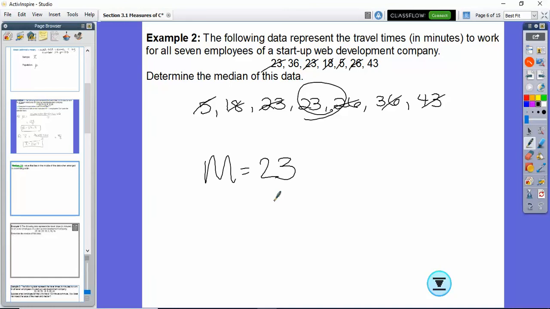What if there is more than one value? What if I was left with 2 values there? What do we do with them? Yeah, you have to add them up and divide by 2. Good.